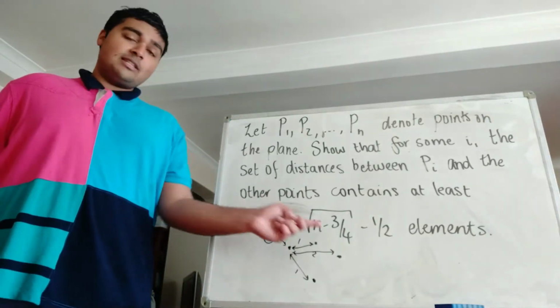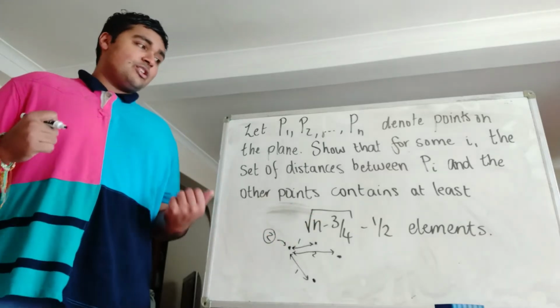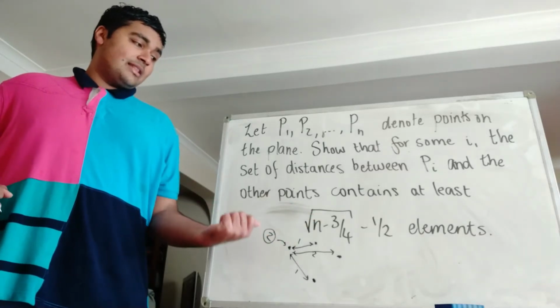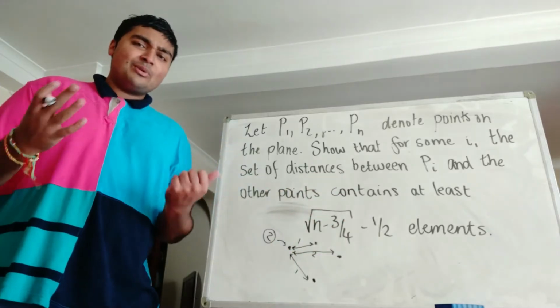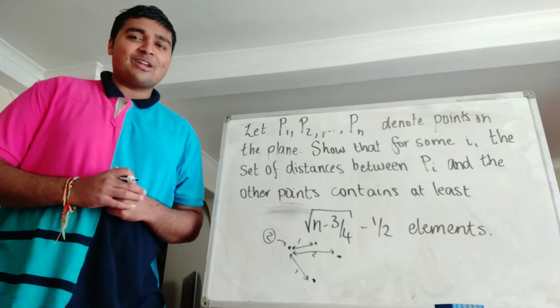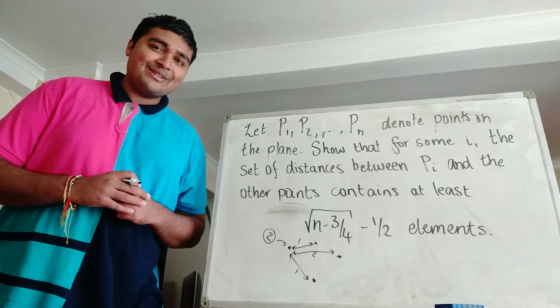Then we do this for all the other points as well, and what we want to do is show that there's at least one vertex with a score of at least this value here. So I hope that all makes sense. If you want to have a go at the problem, pause the video now and give it a go for yourself, and I'm going to jump straight into a solution.